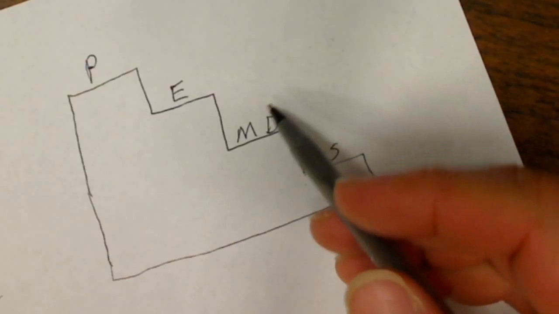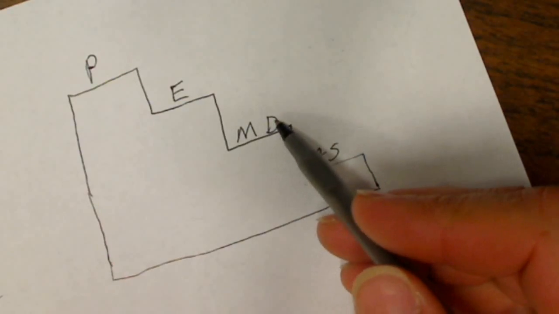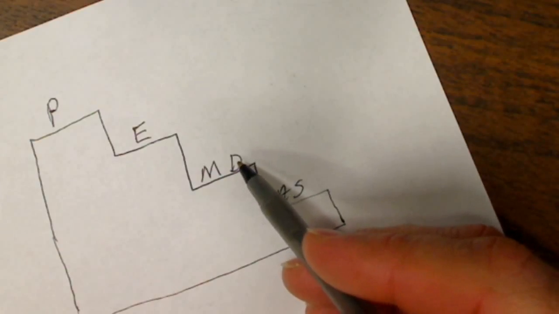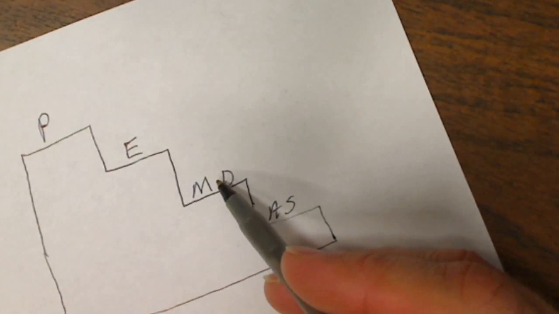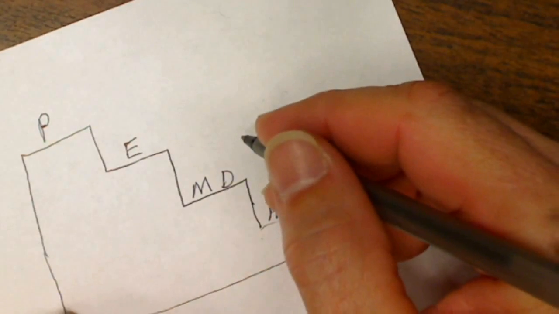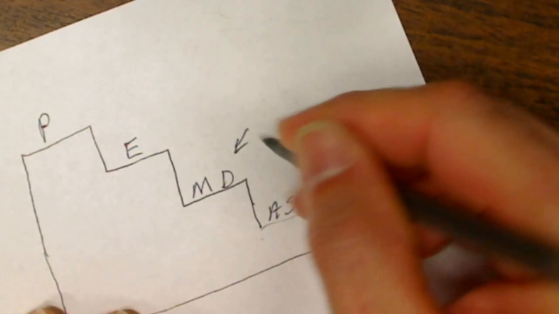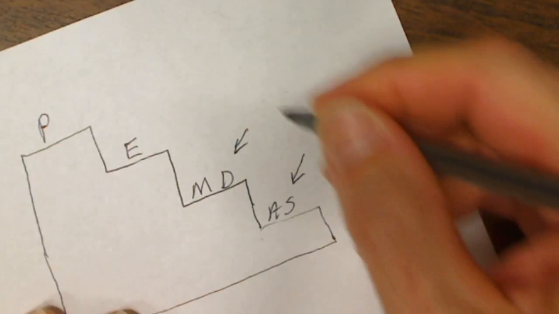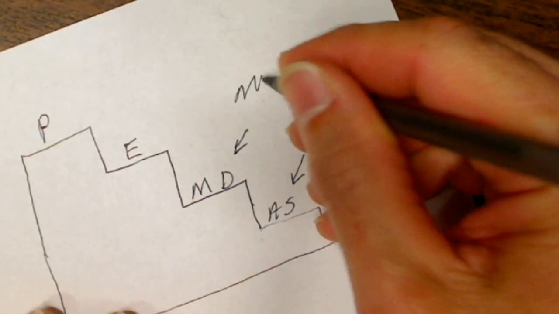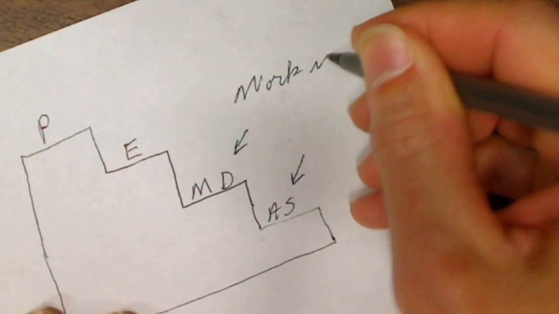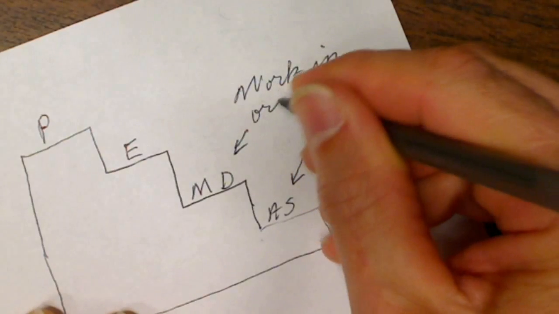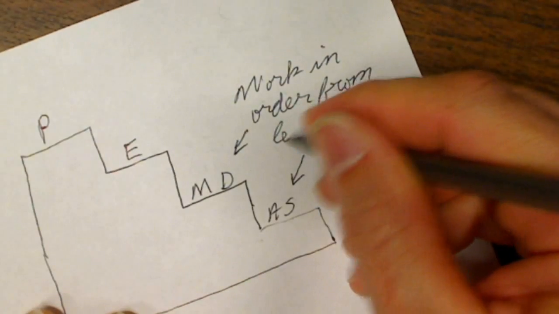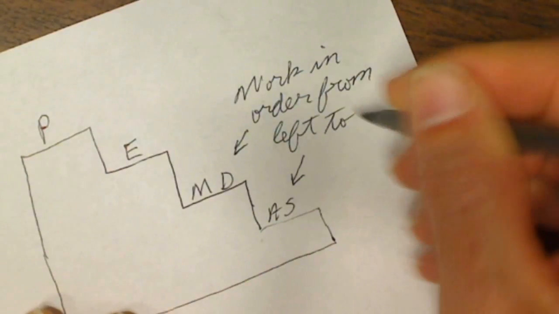So here's the thing. Multiplication and division tying for third. Multiplication does not come before division, and neither does division come before multiplication. You do those in order from left to right as they are written in the problem. The same thing with addition and subtraction. Work in order from left to right.